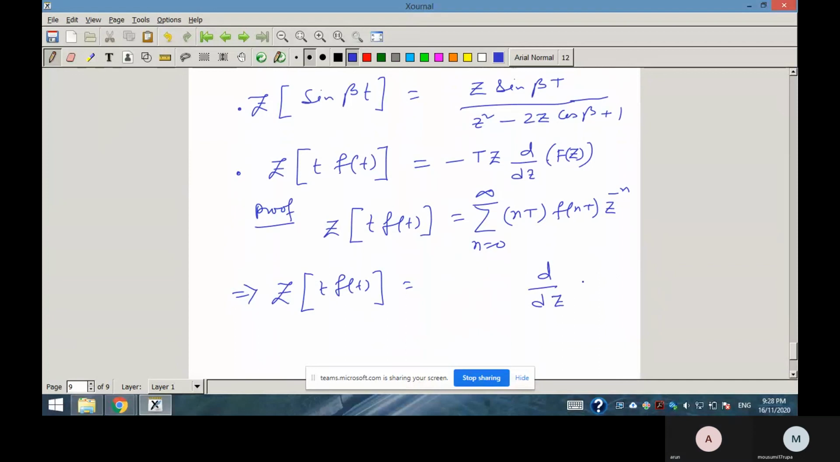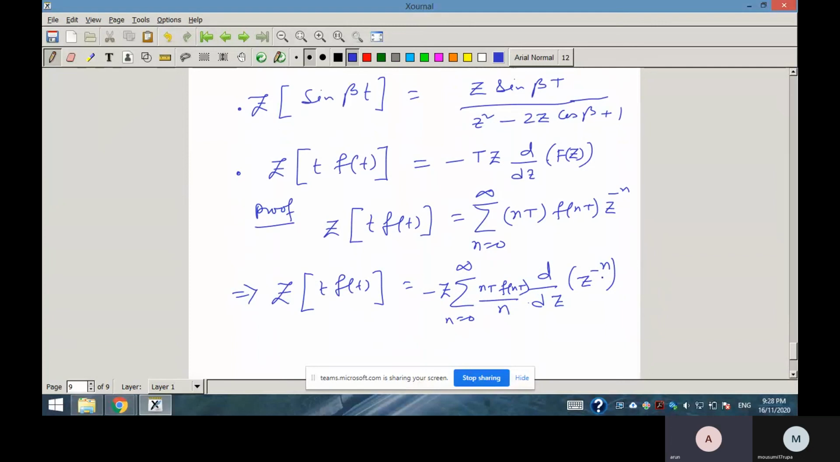dtz of z to the power minus n. So dtz of z to the power minus n, if you write, then what you have to do is like this. Here minus z, you have to multiply, n equal to 0 to infinity, nT f of nT divided by n. So you can easily verify that this relation and this are the same.